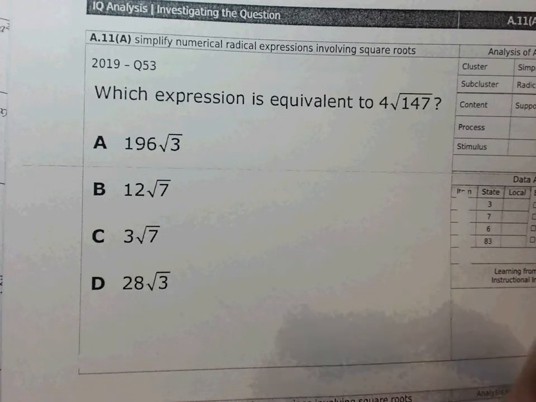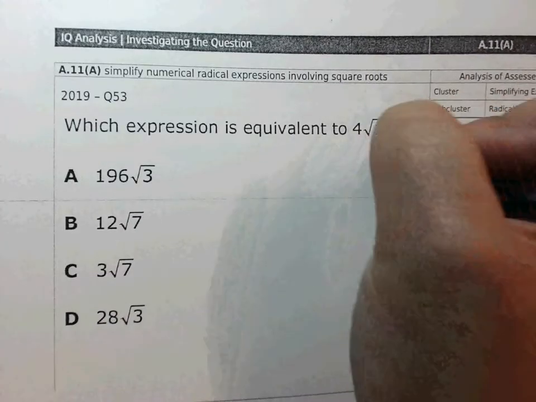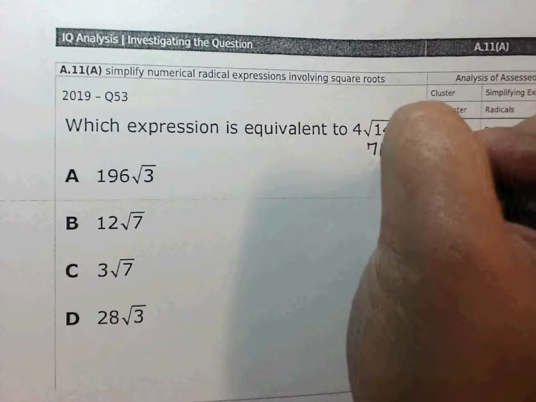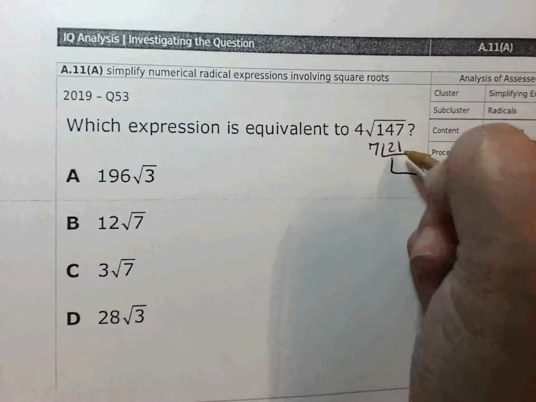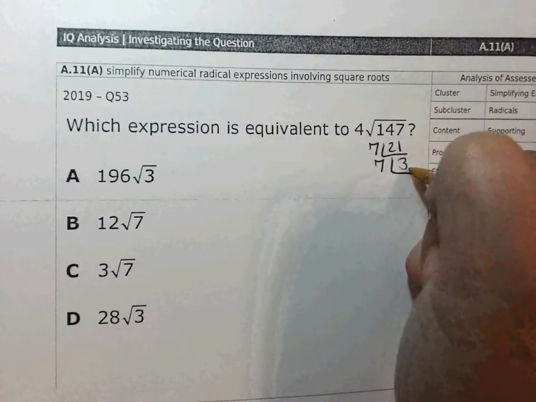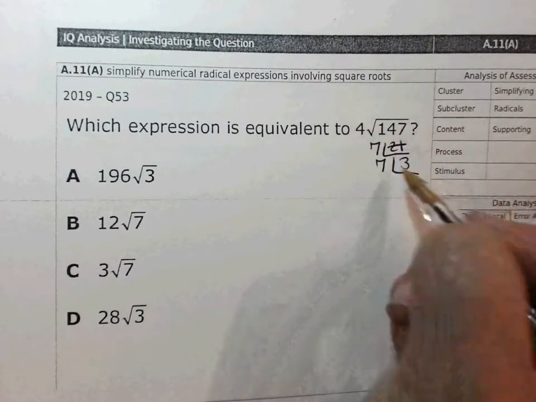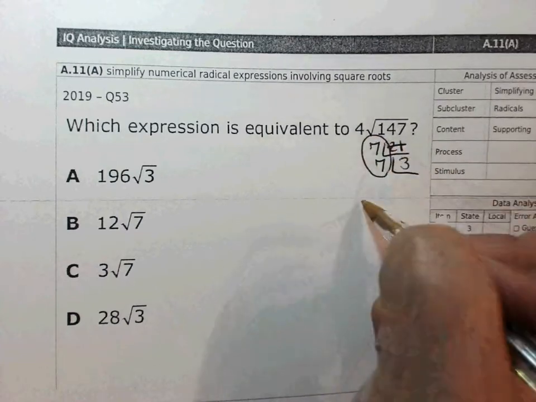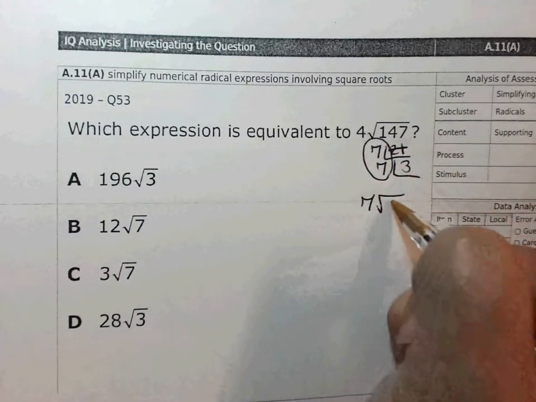Okay, I can take a 7 out of 147, so I get 7 and 21. Remember, can I take another 7 out? Yes, I can, so I get 7, 3. I stop because this number's prime. I got a group of 7s, so I take a 7 out. I have a 3 left over.